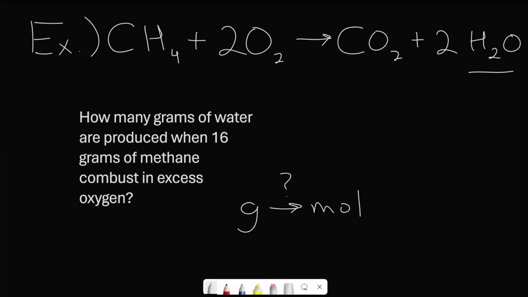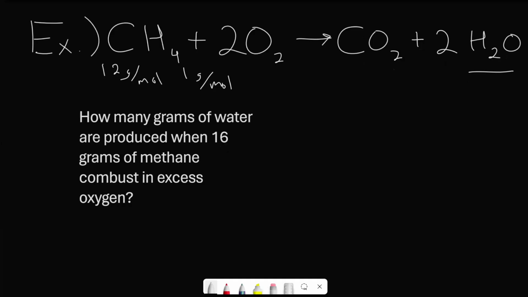Well, if you watched my mole conversions and mole calculations video, then you would know that we need the molar mass of methane. And so the question is, what is the molar mass of methane? Well, if you look at methane, we know from the periodic table that carbon is about 12 grams per mole, and hydrogen is about 1 gram per mole.